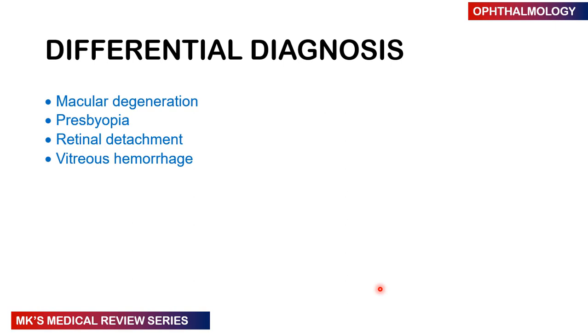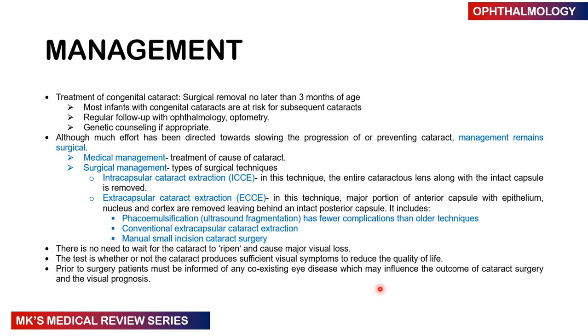Our differential diagnosis includes things like macular degeneration, presbyopia, retinal detachment, as well as vitreous hemorrhage. Now, what's our management? Remember that for treatment of congenital cataract, surgical removal should be no later than 3 months of age. Most infants with these congenital cataracts are at risk of subsequent cataracts, so regular follow-up with ophthalmology should be done. And of course, you should consider genetic counseling wherever appropriate, because there is an association with some chromosomal abnormalities.